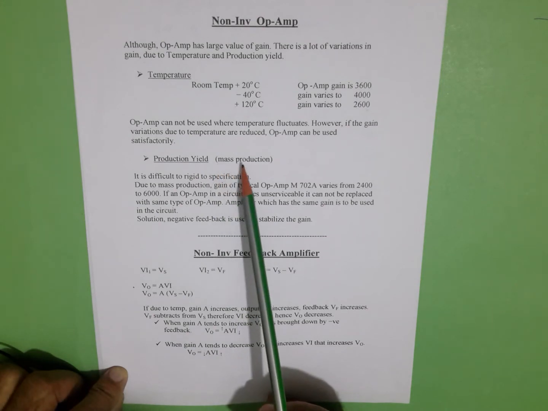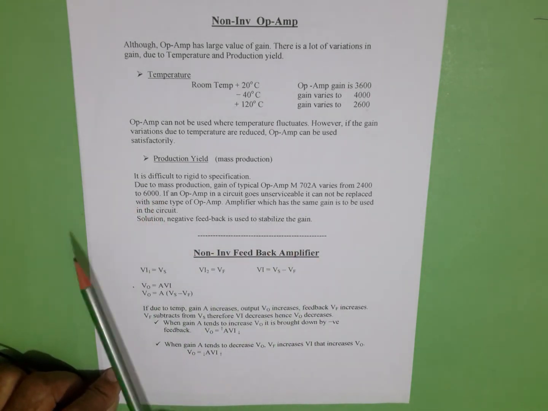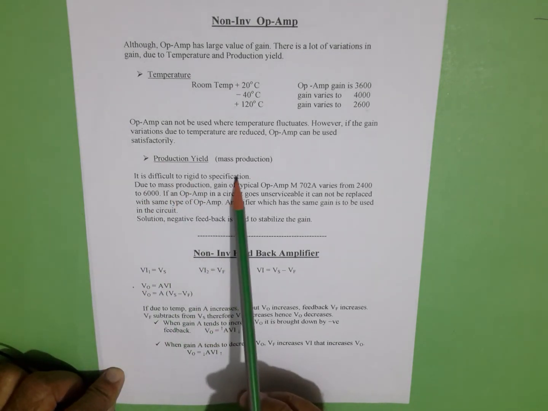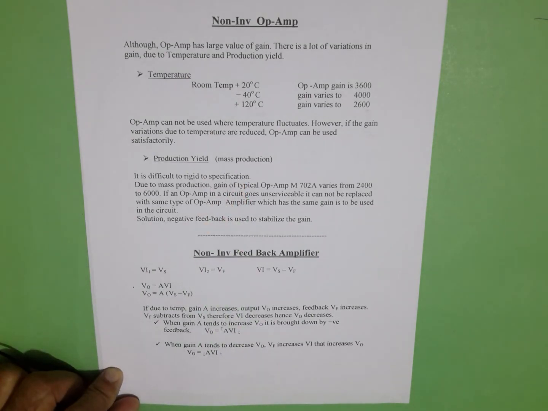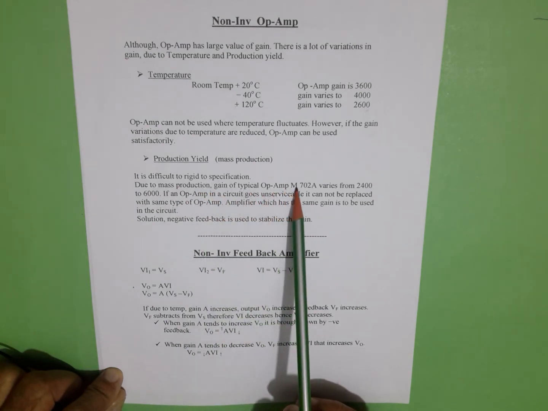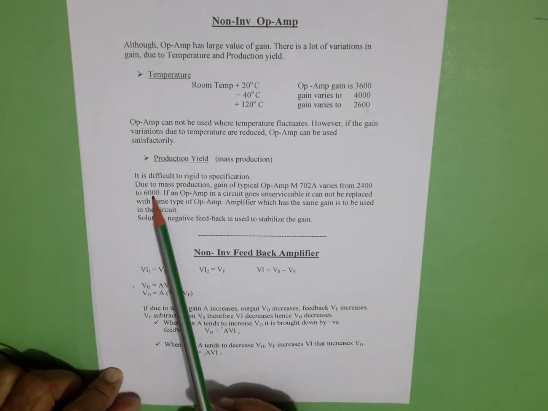Production yield is called mass production. As I said, operational amplifiers are not made in 10, 20, 50 or 100. They are made in thousands and tens of thousands, and it is difficult to adhere rigidly to specification. It is just impossible that all 1000 operational amplifiers should have the same gain. Due to mass production, the gain of a typical op-amp M702A varies from 2400 to 6000.